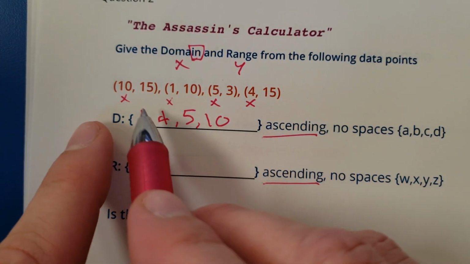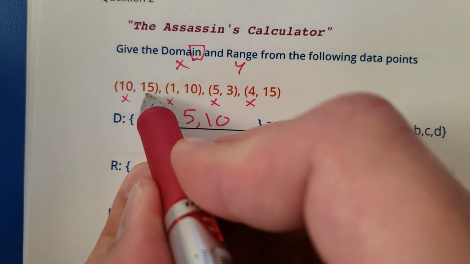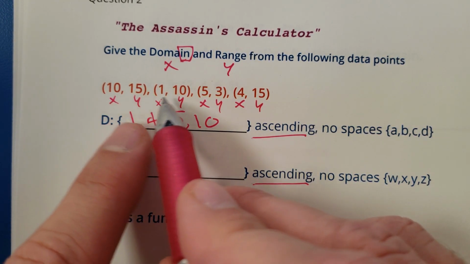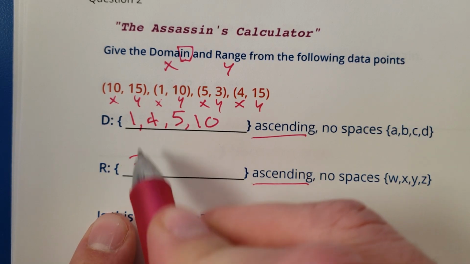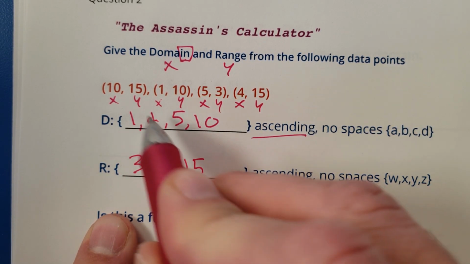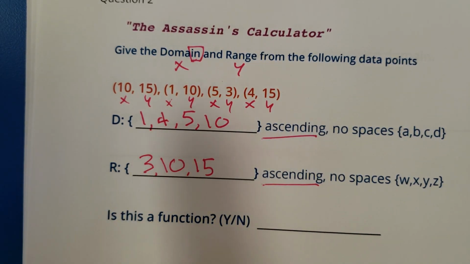The range, Y value, Y value, Y value, Y value. Here we go. Smallest Y value is a 3. The next one is a 10, and the next one is a 15. And then don't do it twice. Okay, let's leave it alone.